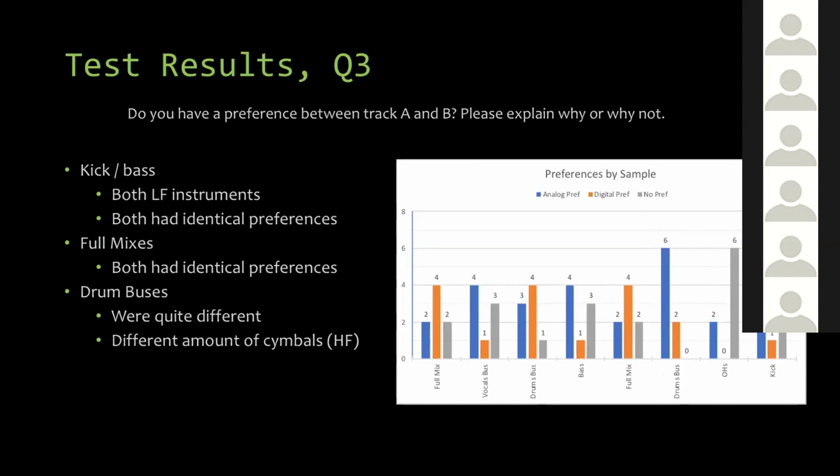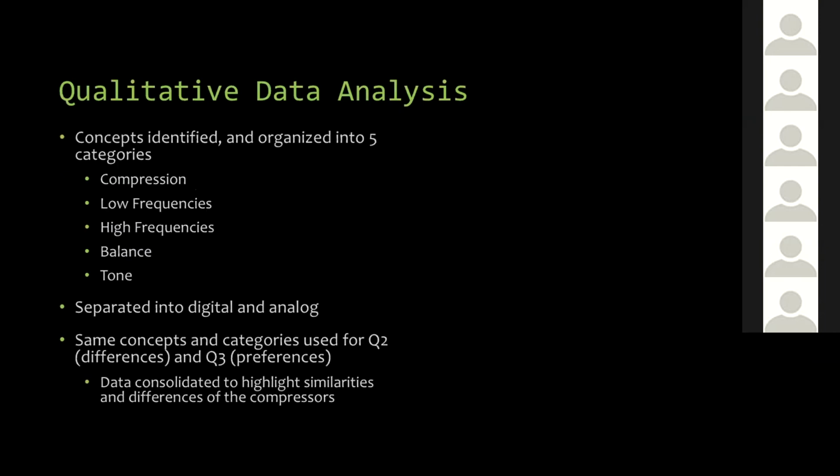I'm speculating this is due to the amount of cymbals that were used in this sample that I chose. So it really just highlighted, I guess, maybe the high frequencies or the presence of the cymbals, and really divided the group. So before I get into my qualitative data, here's a little background info about how I organized it.